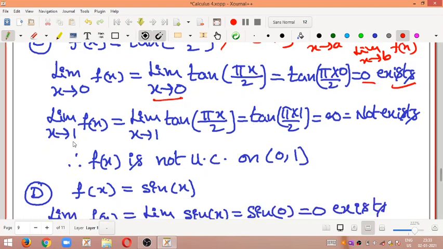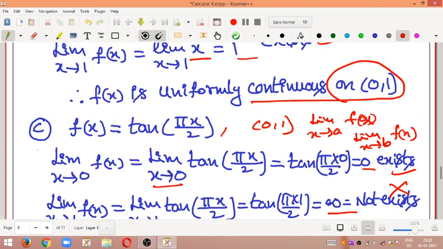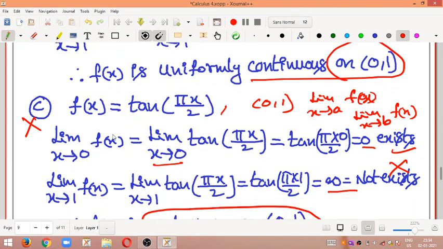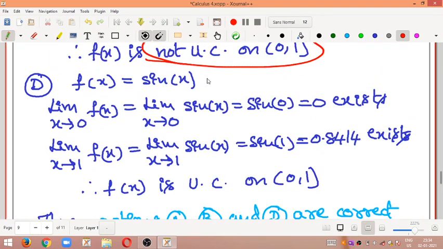Next, the limit as x tends to 1 of f(x) is the limit as x tends to 1 of tan(πx/2). As x tends to 1, tan(π/2) will come. tan(π/2) is not defined, so this limit does not exist and is not finite. So the given function is not uniformly continuous on this interval, and option C is not correct. Option C is false.